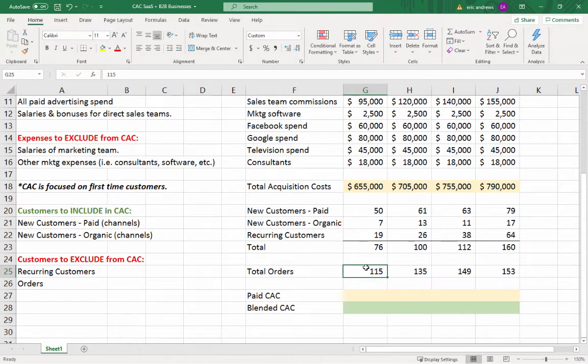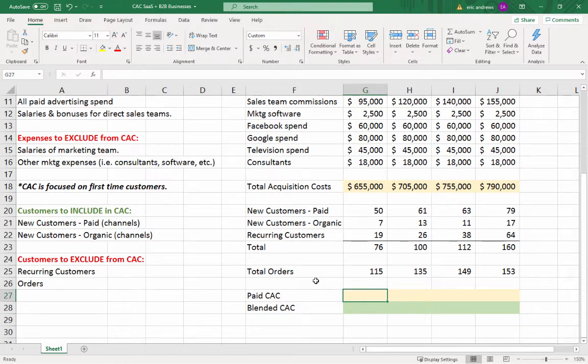What about total orders? No, for the purposes of CAC, total orders is not important, and you do not want to include it because it will make your CAC look lower than it really is. So there's 2 types of CAC. Make sure when you're calculating CAC that you always calculate both, or at least label the one that you do calculate. So the first is paid CAC.